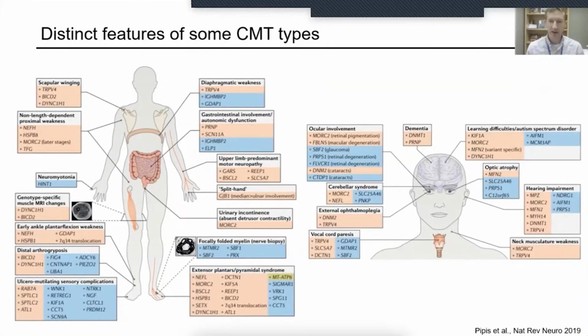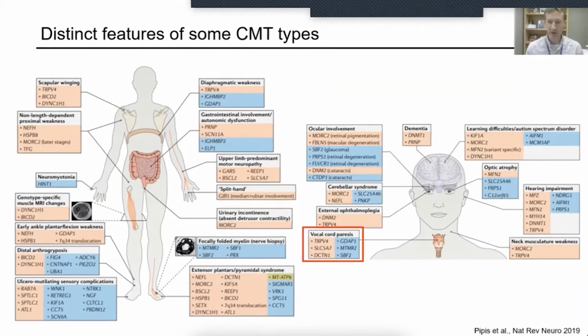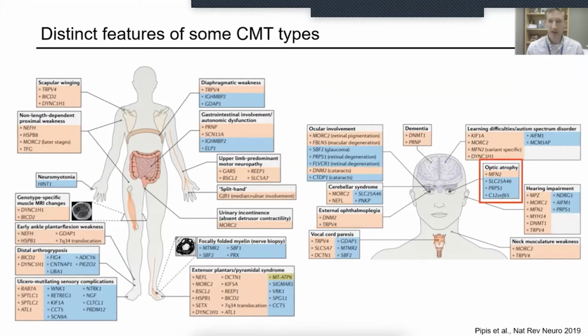And then vocal cord weakness is something that can be an unusual, somewhat uncommon manifestation of some different forms of CMT. And then eye problems, so visual problems or other ocular involvement can be seen in some specific forms, particularly mitofusin 2.